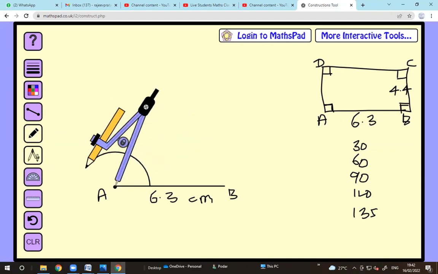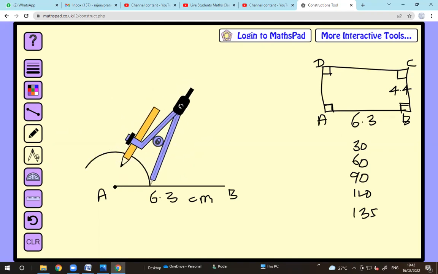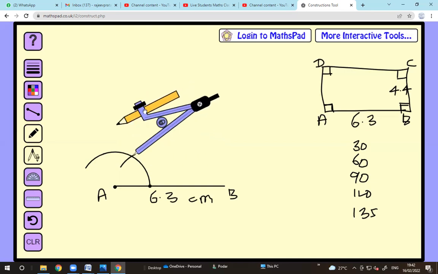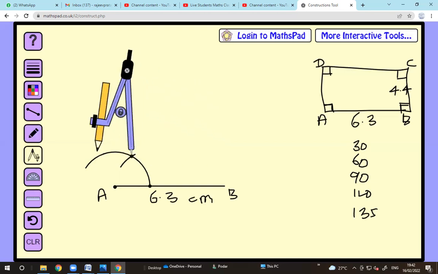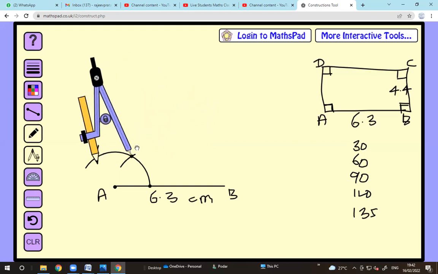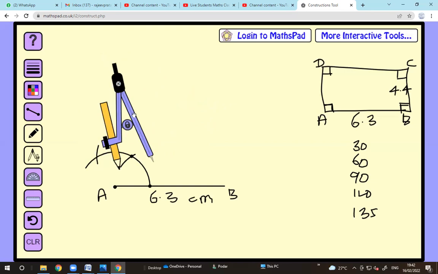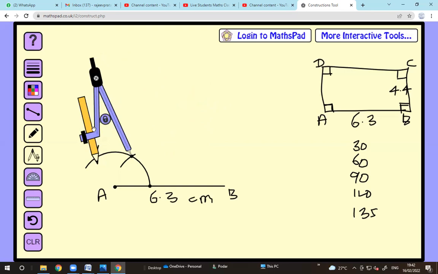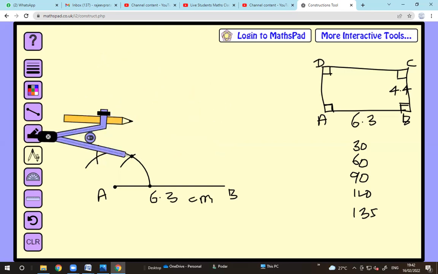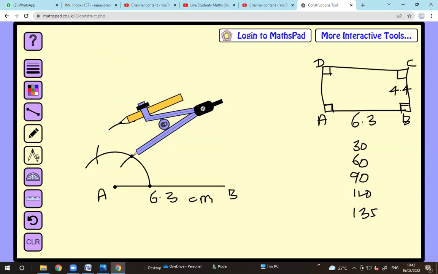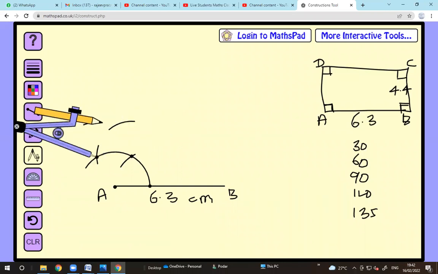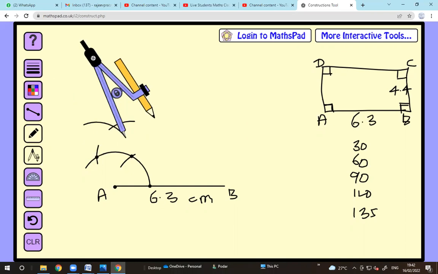Fine. Now, without changing the arc, taking it the first time is giving me 60. Taking it the second time is giving me 120. Now, without changing the arc, continuing the same thing, taking it upward and then taking it downward is giving me a 90 degree angle.